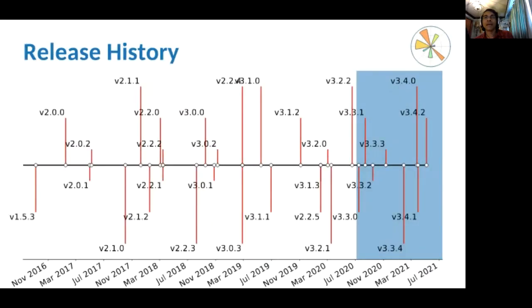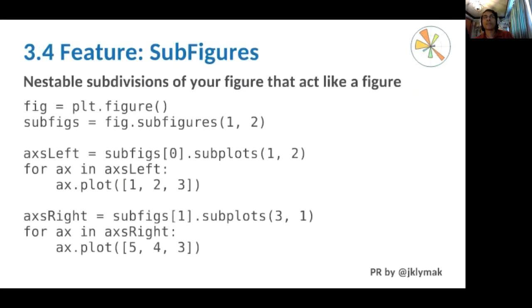In the last year, we had 2 major feature releases, 3.3 and 3.4, and several bug fixes. I talked about 3.3 last year, so I'm going to talk about some 3.4 features this year. So we have SubFigures, which are nestable subdivisions of your figure that act like a figure. So here in this example, we can call fig.subfigures, and then we do subplots on those subfigures. And this is really cool.